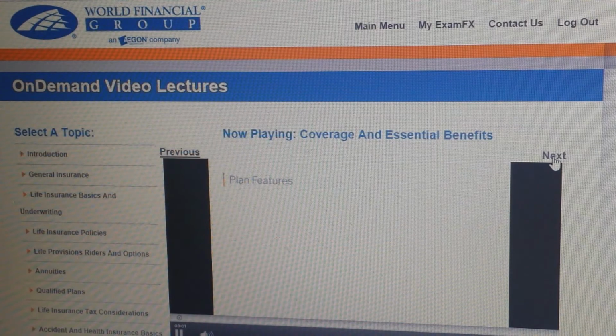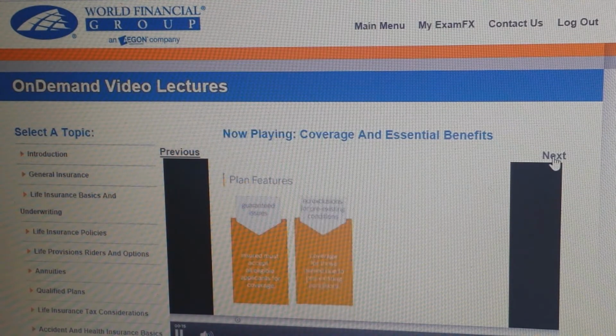The Affordable Care Act, Coverage and Essential Benefits. ACA Plan Features. Guaranteed issue. Insurers must accept all eligible applicants for coverage. No exclusions for pre-existing conditions. Coverage for those denied due to pre-existing conditions is offered through the Affordable Care Act.